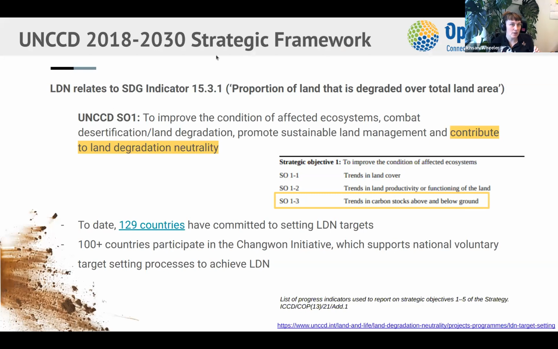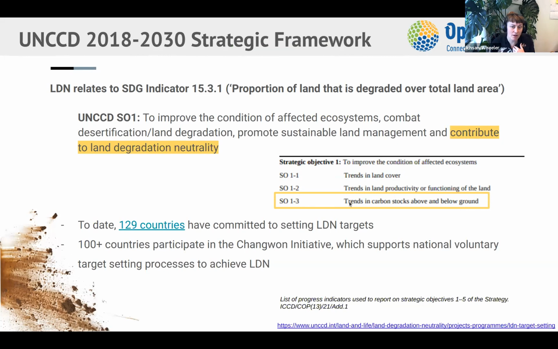Okay? So strategic framework is what I want you to remember. And LDN relates to SDG 15.3.1. So proportion of degraded land over an area, okay? It's important to remember that LDN, land degradation neutrality, is almost essentially 15.3.1, even though others may disagree, but to my interpretation, I'm pretty close, okay?